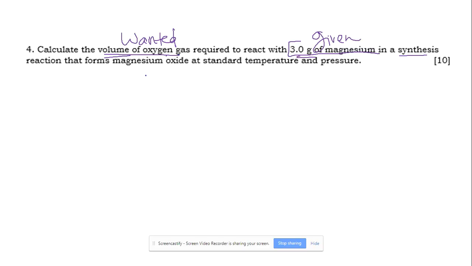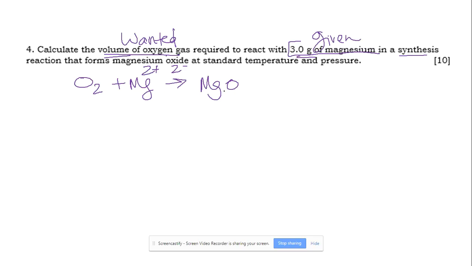So of course, the first step we should always take is to balance that equation. So we know that we have oxygen gas. Remember that oxygen gas is always O2, and magnesium are going to synthesize magnesium oxide. Magnesium has a charge of +2. Oxygen has a charge of 2-. So these balance each other out. We don't need to add any subscripts.